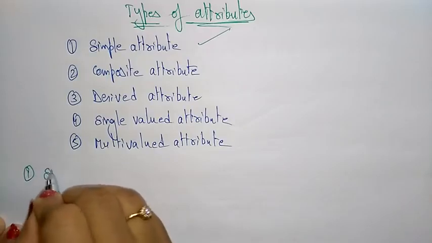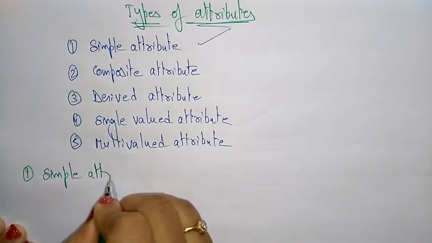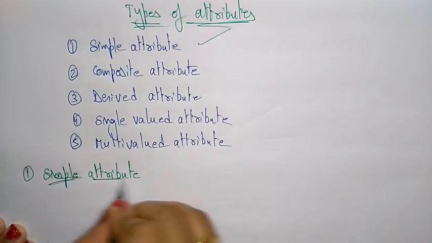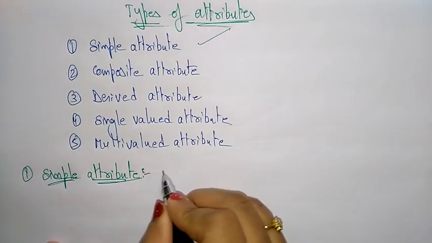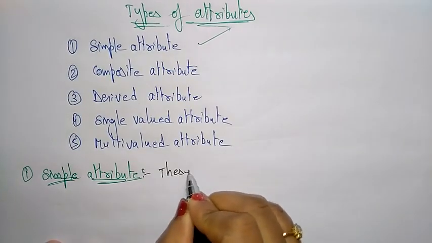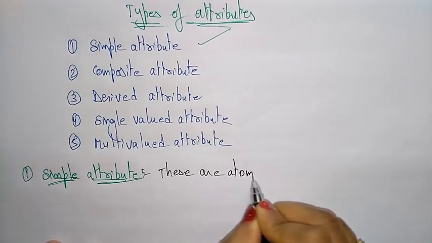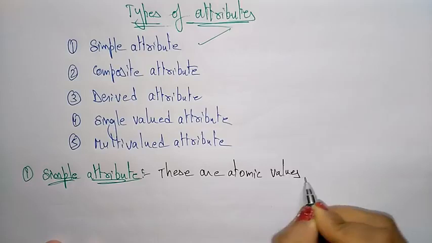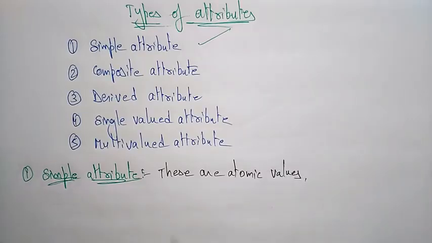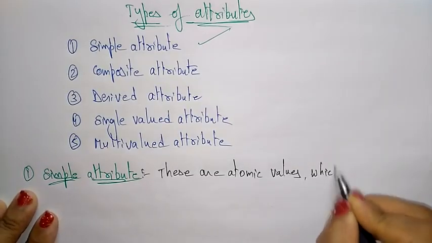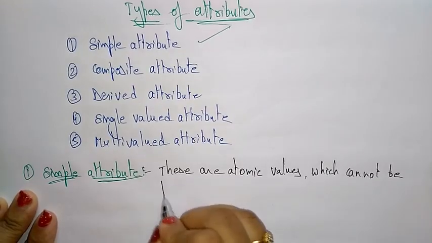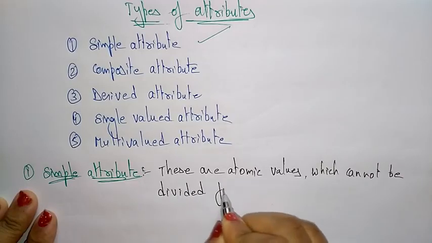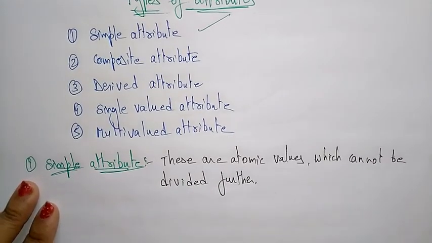What is a simple attribute? The name itself says it is simple. Simple means only atomic values will be stored, which cannot be divided further. So simple means only atomic values will be stored here, values you cannot divide further. So that is a simple attribute.